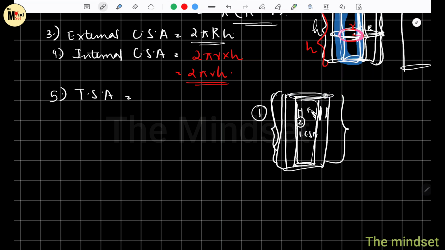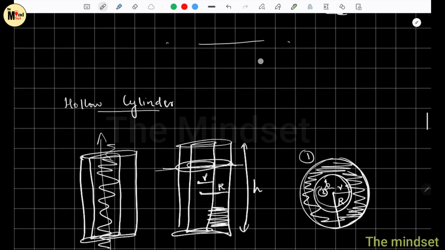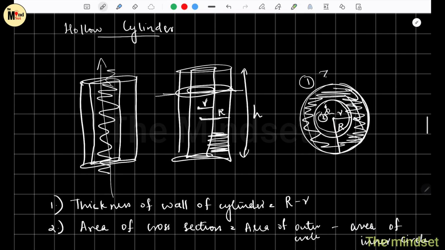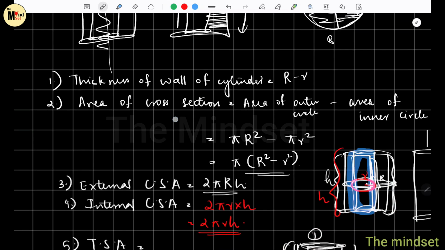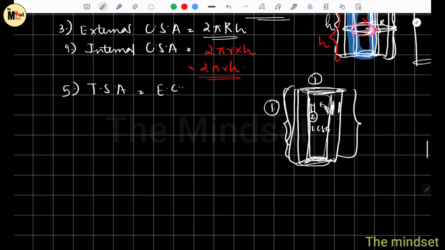Then the top portion there is this small space, and the bottom portion also there is a small space between the two circles. That means this space is there on top as well as on bottom. So for total surface area we have to add external curved surface area plus internal curved surface area plus top cross section area plus bottom cross section area.